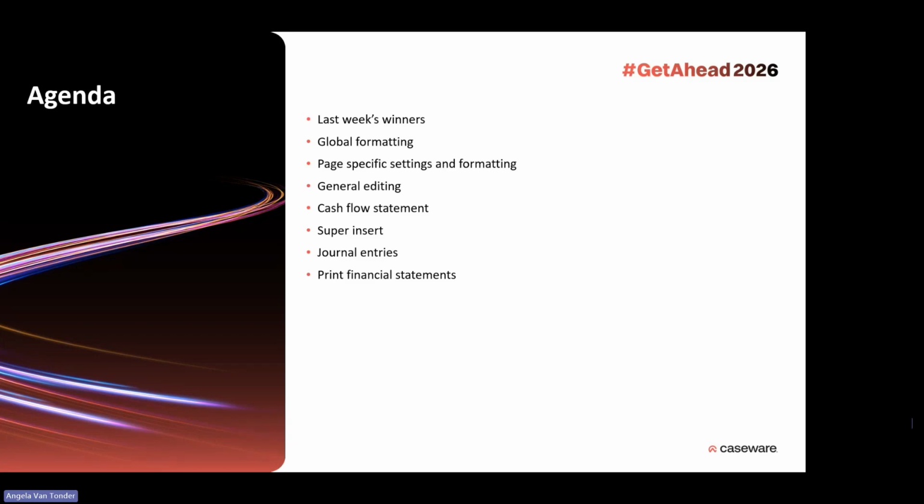We're going to go through then, like I've said, the global formatting, the page-specific settings and formatting, general editing of financial statements. We're going to take a look at how the cash flow statement works, the super insert function, journal entries, and finally, we're going to print our financial statements. So it's quite an action-packed morning. I mean, where else would you rather be, right, than preparing a set of financial statements?